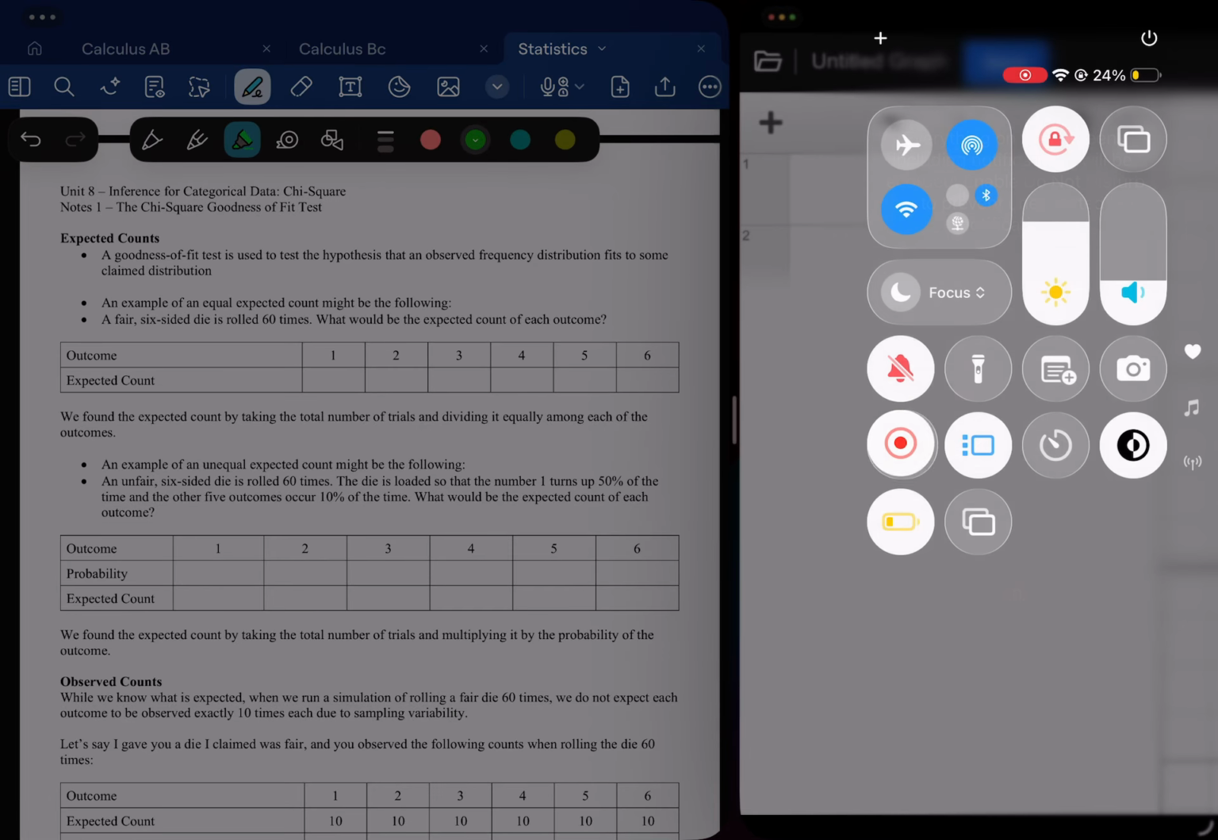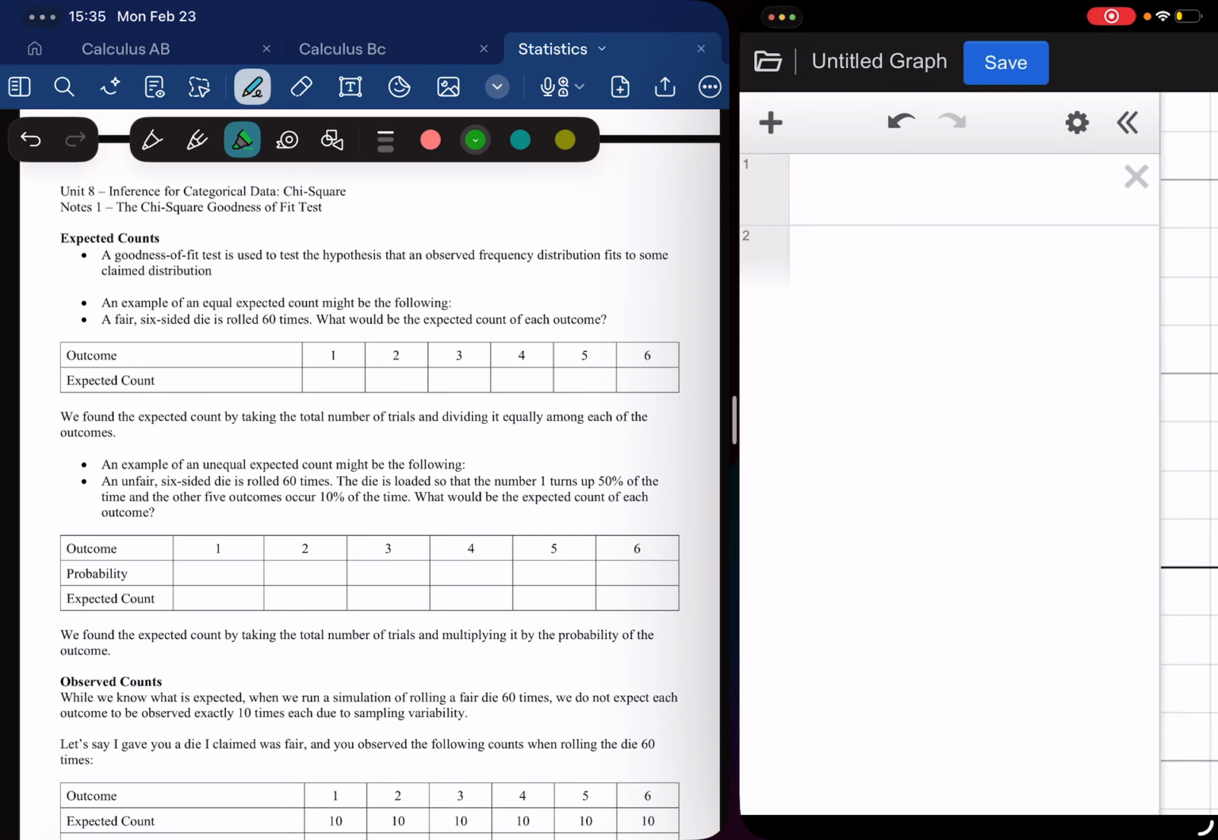0.5 of a 1, okay? But the expected counts do not need to be whole numbers because expected counts, think about like the perfect scenario, okay? If we were to roll a dice 60 times, we would think in a perfect world, each number would be rolled exactly 10 times.